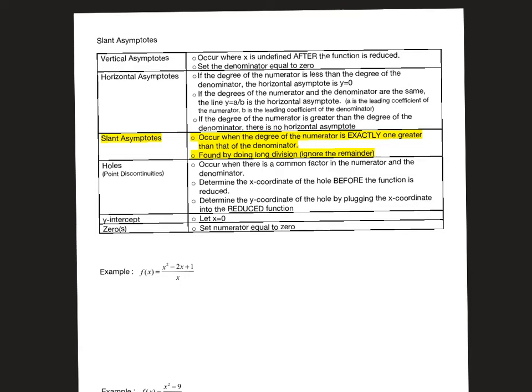This lesson is for week 2, lesson 4. This one's on slant asymptotes. Here's our handy dandy chart that you've seen multiple times at this point. And we're going to be taking a look at slant asymptotes.